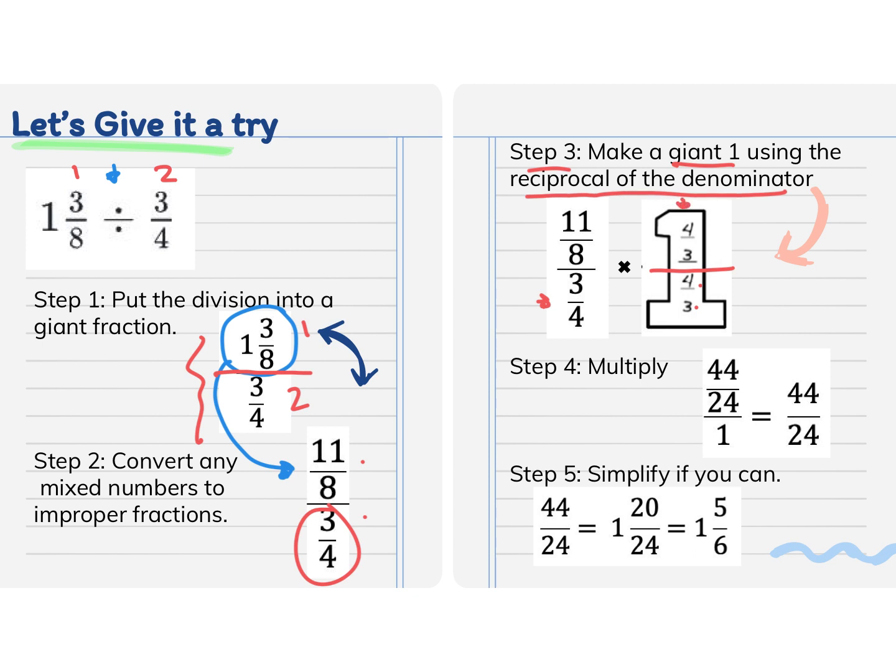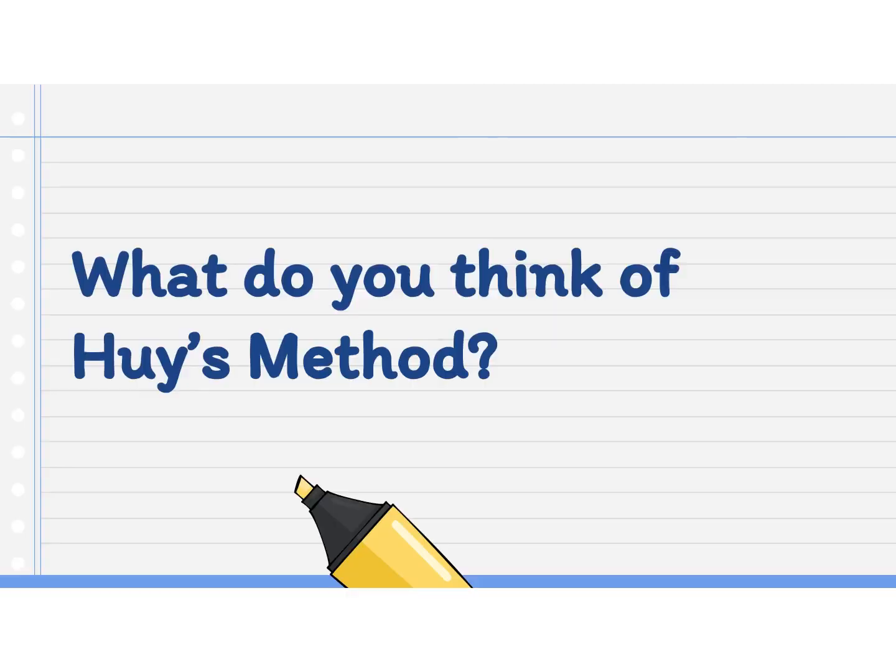When you do that multiplication, these two cancel out, and you end up with a 1. And then what you're doing is you're multiplying 11/8 times 4/3. And that is giving you 44/24. The bad thing about Huey's method is you do end up with these big fractions, which are a little bit harder to simplify. But you can see, as you simplify, you get to the right answer. And this, in fact, gives you the exact same answer that we got using Madison's method. So what do you think of Huey's method?